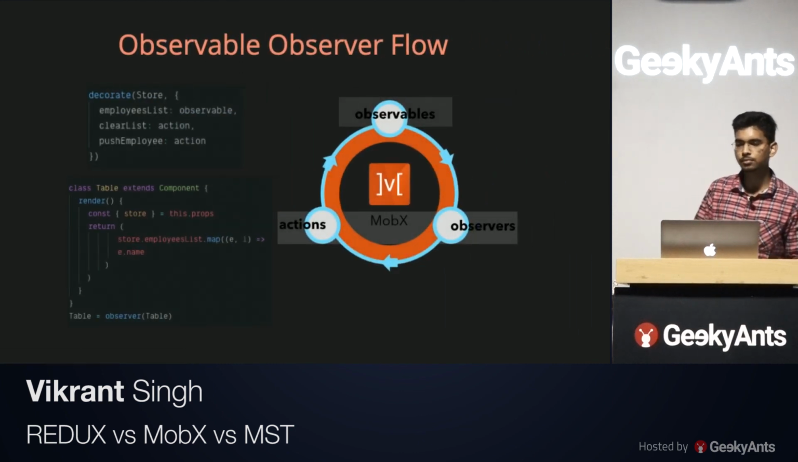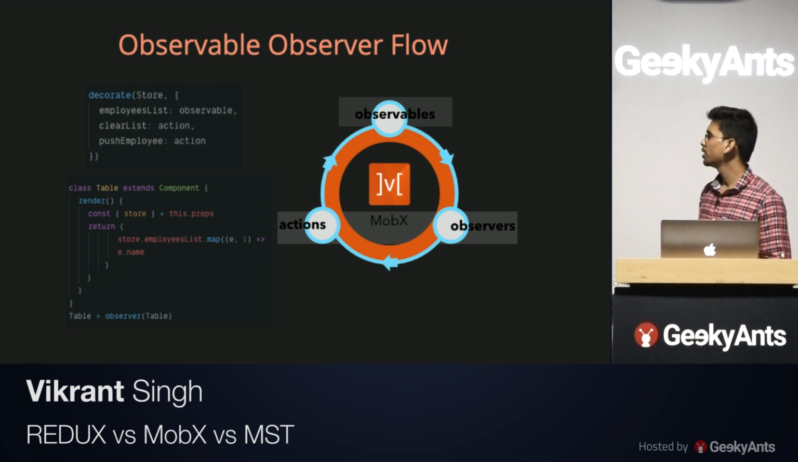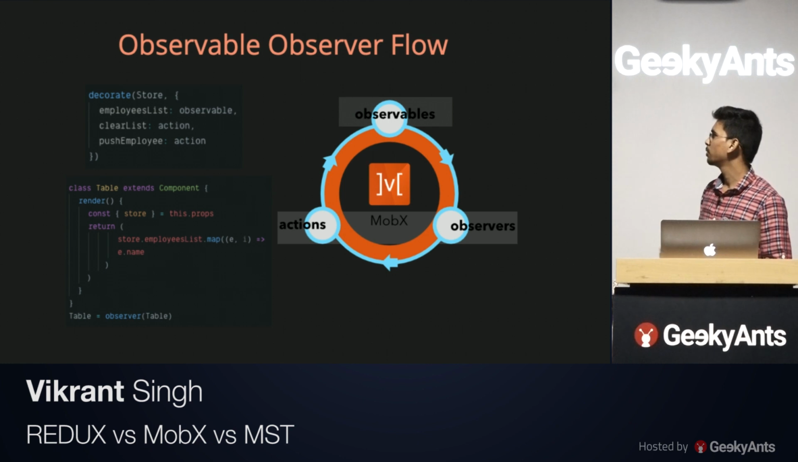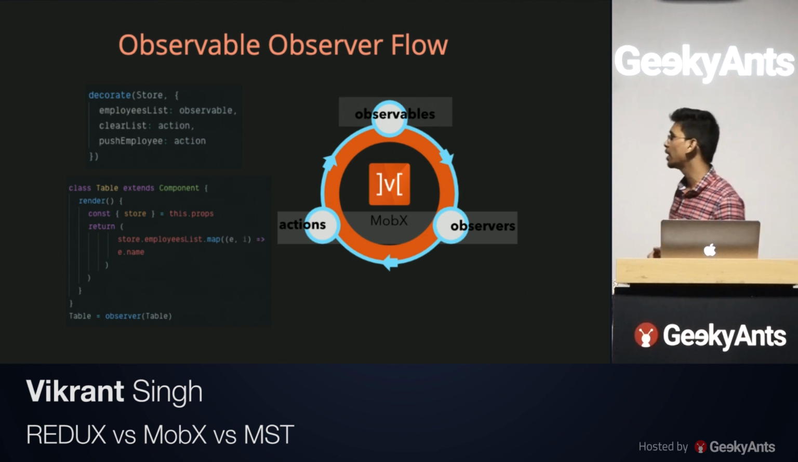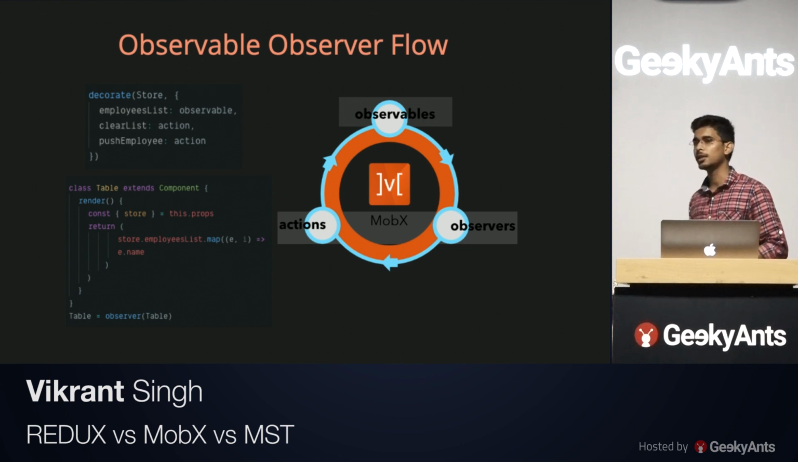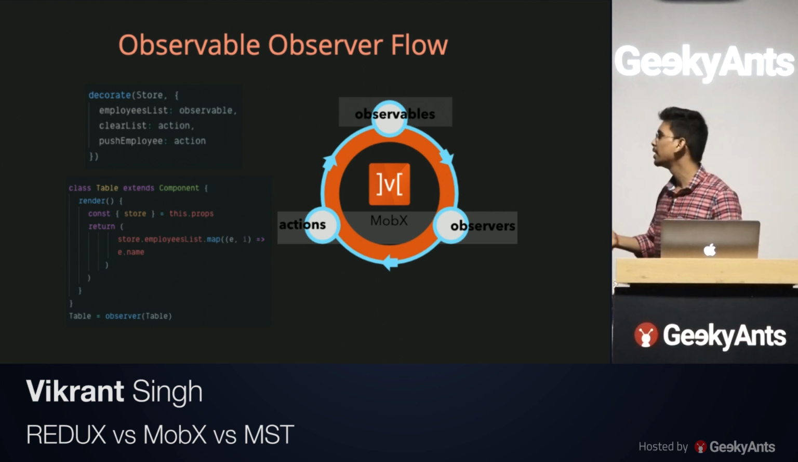And MobX also has the concept of observable and observer flow. So anything that can be mutated or changed in our state is to be wrapped inside the decorator. So basically, now what is a decorator? MobX follows the design pattern of decorators. What the decorator design pattern says is that all those objects or functions that you are defining inside the store of your application need to be given some kind of functionalities.